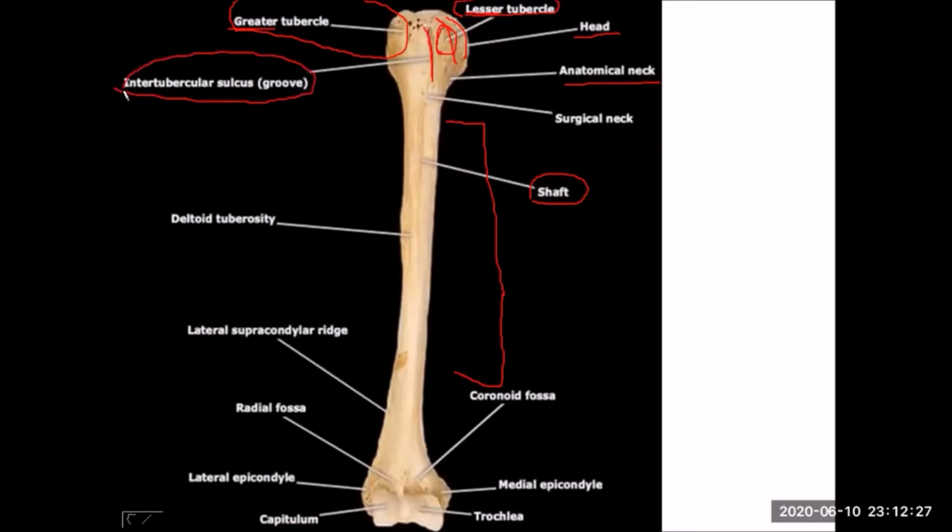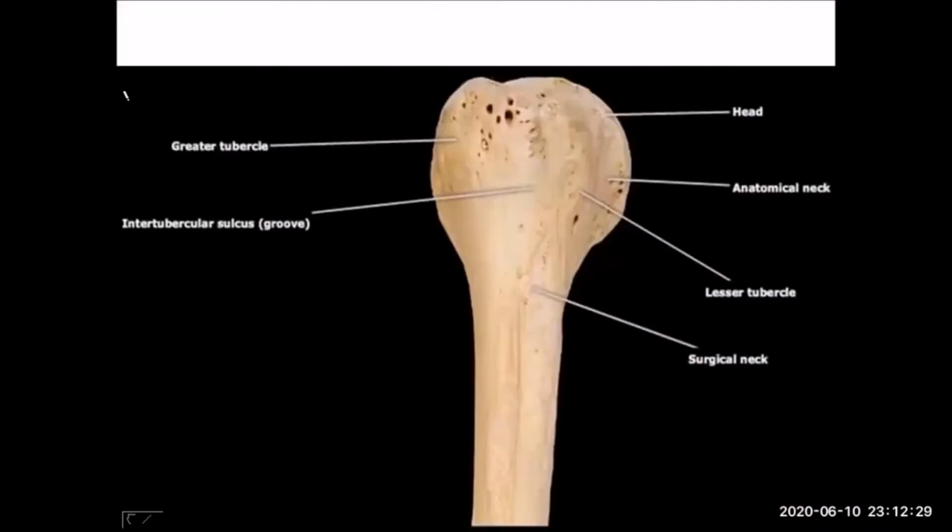And we could zoom in on those details. So a closer look. Again, the rounded head. Just beyond that, the narrowed area of the anatomical neck. We have the paired lesser and greater tubercles, with an intertubercular groove running between them.